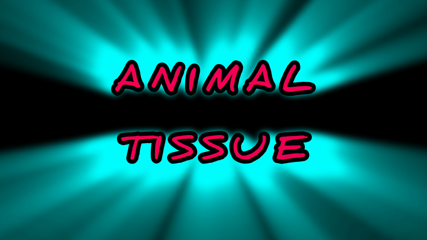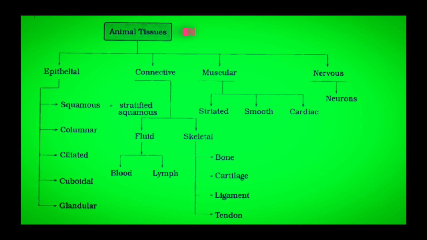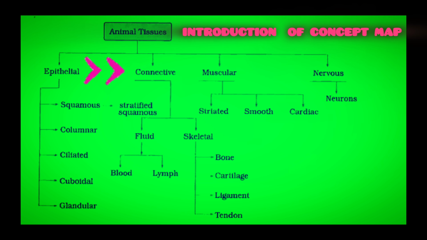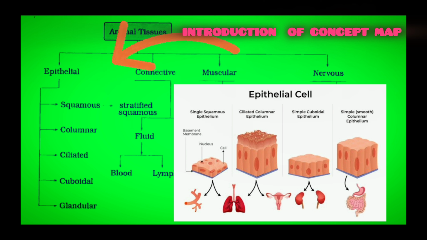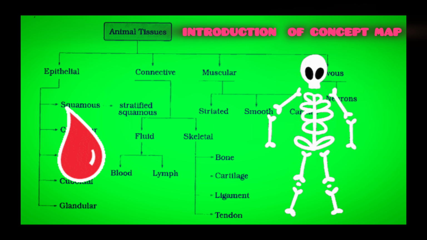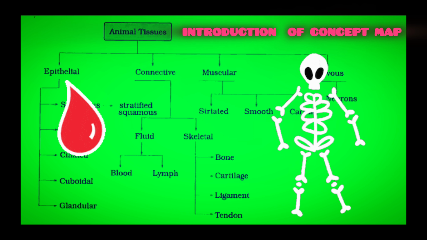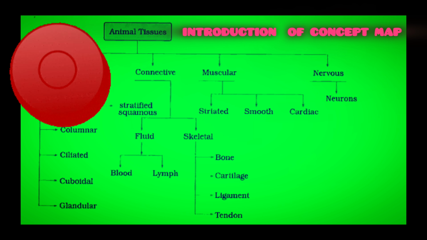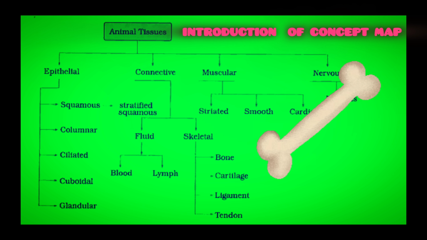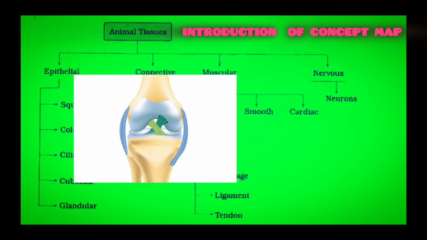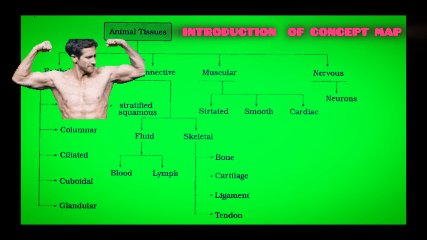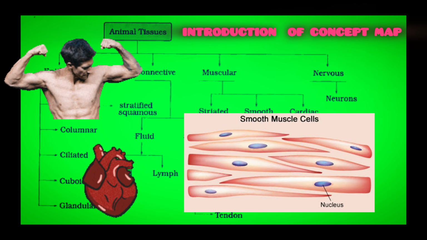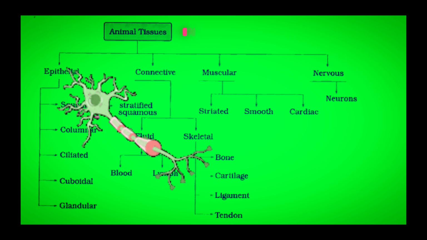Welcome. Today we are going to study about animal tissue. Animal tissues are classified into epithelial tissue, connective tissue, muscular tissue, nervous tissue. Types of epithelial tissue: squamous, columnar, ciliated, cuboidal, glandular. Connective tissue is of two types: fluid connective tissue and skeletal connective tissue. Fluid is of two types: blood and lymph. Skeletal is of four types: bone, cartilage, ligament, tendon. Muscular tissues are of three types: striated, smooth, cardiac. In nervous tissue, neurons are present.